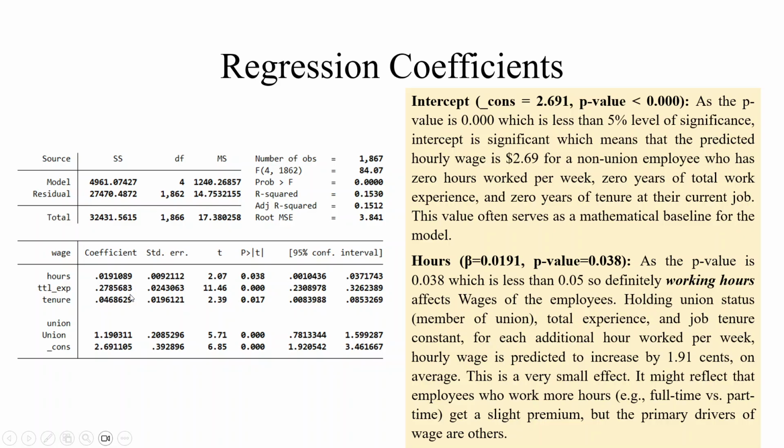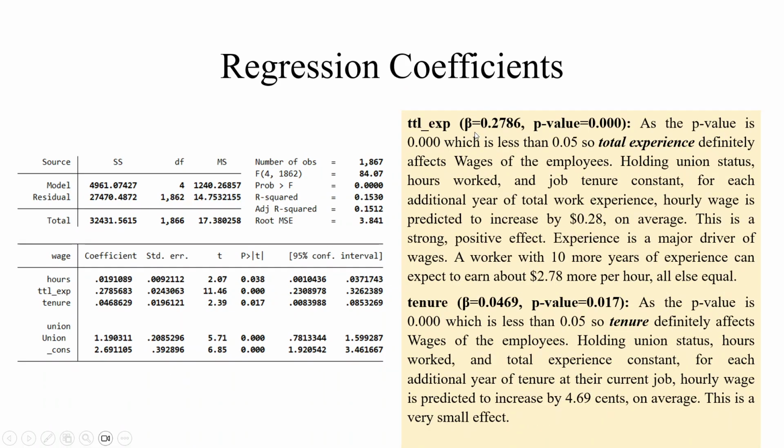Which is the other primary driver? Let's see. Total experience. This one. As the p-value of this is 0.00, which is less than 0.05, total experience definitely affects wages of the employee. Holding union status constant, hours worked constant, and job tenure constant, for each additional year of total work experience, with a 1 year increase in experience, the hourly wage is predicted to increase by $0.28 on average.